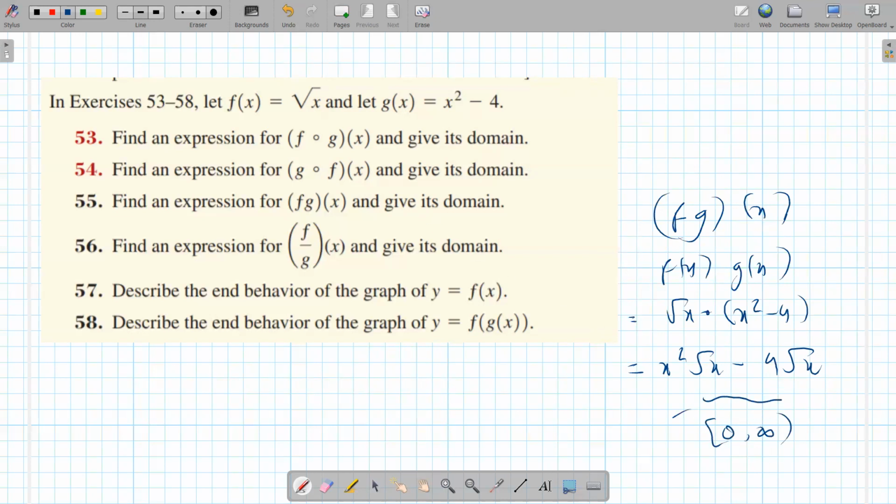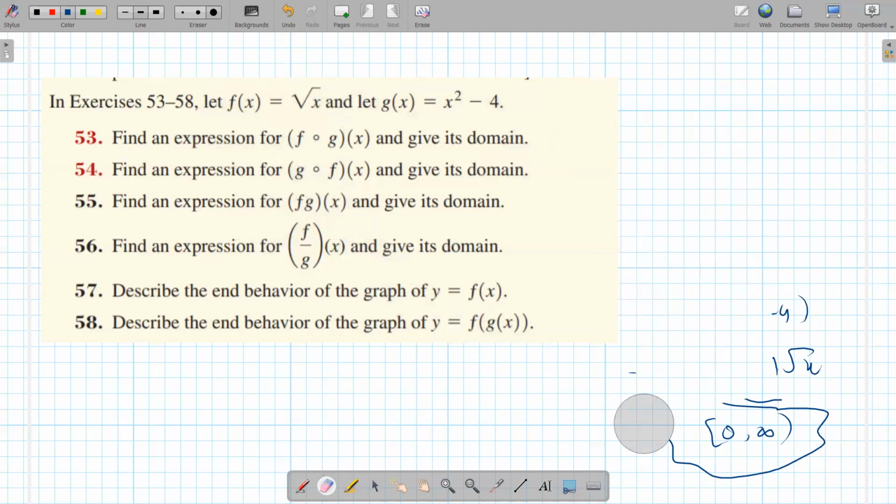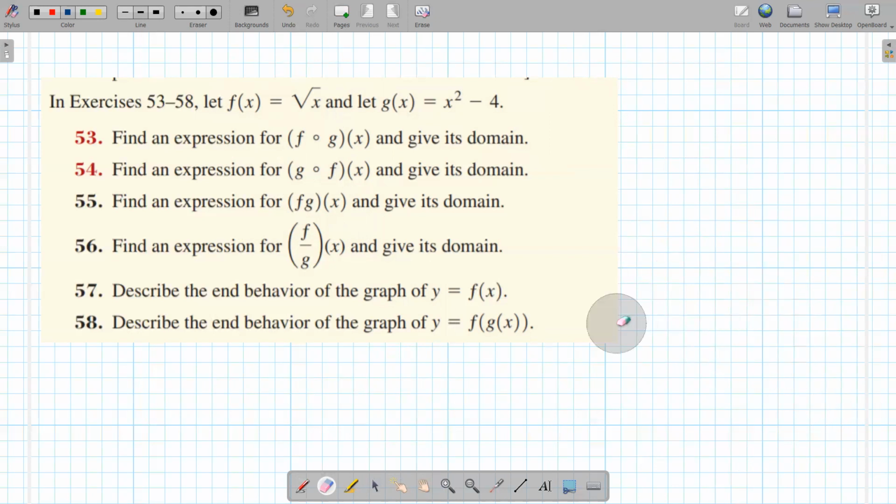Exactly. And the intersection is right here. This is the answer, because if you look at the individual domains, this is all real numbers, this is 0 to positive infinity, so they intersect at the domain of this, basically. The domain of this and this is exactly the same. And then find the expression for f over g of x, and give it its domain. This one would be root x over x squared minus 4.